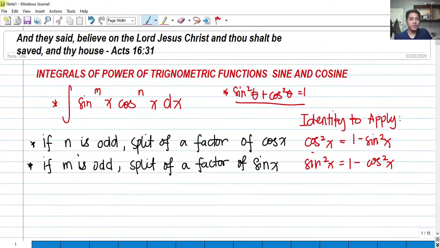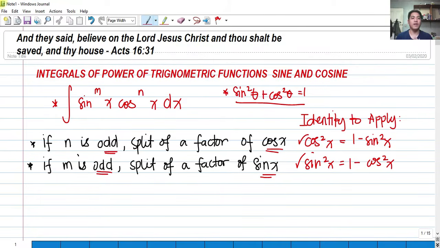And we have two conditions. If n is odd, which means it's an odd number, split off a factor of cosine x, and then we're going to apply this identity. On the other hand, if m is an odd number, sine raised to an odd number, split off a factor of sine x, and we're going to use the identity sine squared x is equal to 1 minus cosine squared x. So there is a case-to-case basis on how we are going to solve for this.